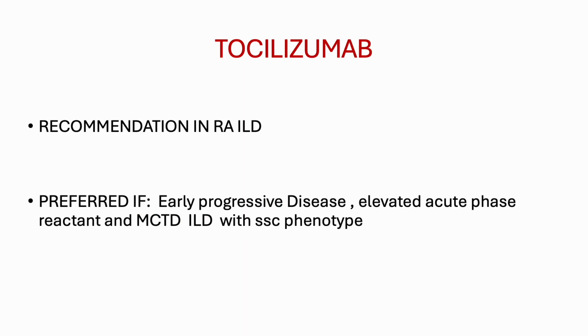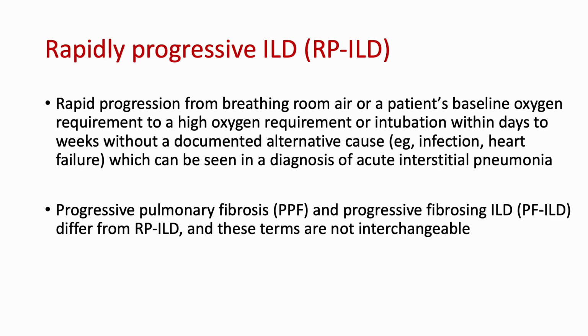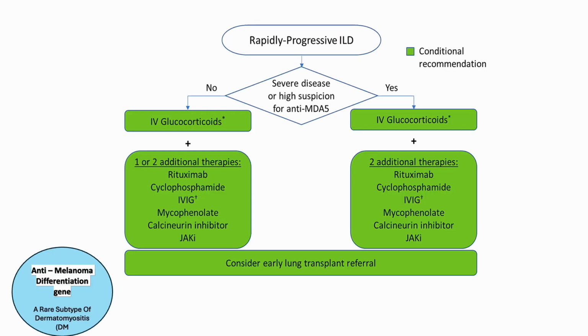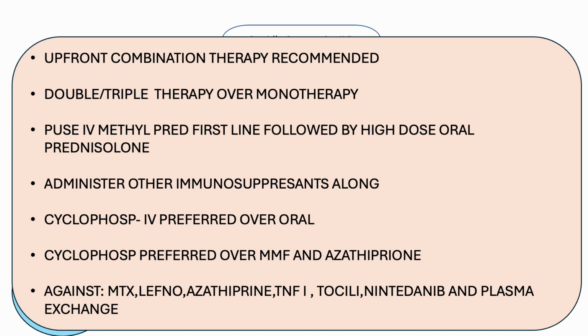So pirfenidone can be even considered in patients with UIP pattern. That's important. Tocilizumab is also recommended in RA-ILD and in MCTD with SSC phenotype. It works more for patients with more inflammation and early progressive disease. If the patient rapidly worsens from breathing in room air to now being ventilated, definitely the treatment has to be very, very aggressive. And if you look at RA-ILD, in addition with IV glucocorticoids pulse, we can start upfront double or triple therapy, pulse IV methylpred followed by high dose oral prednisolone.